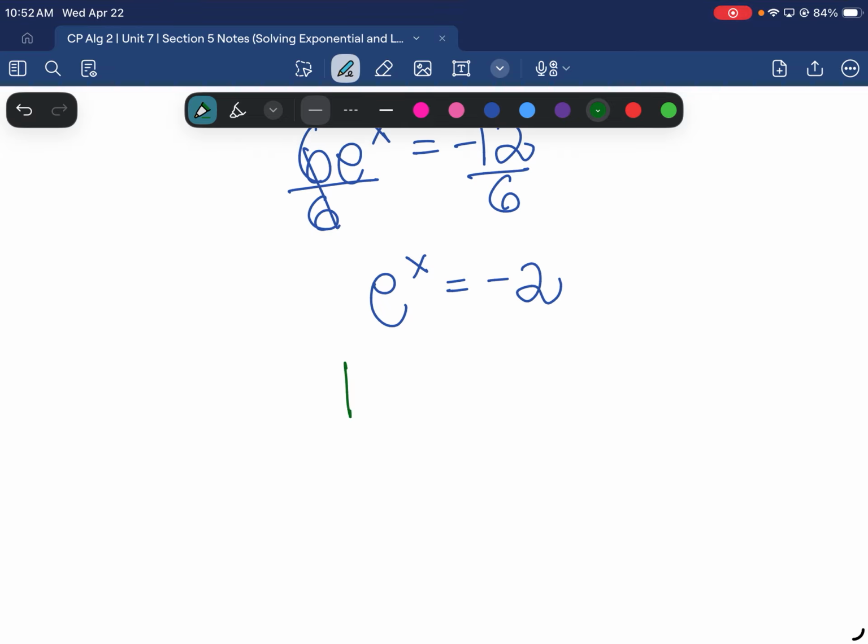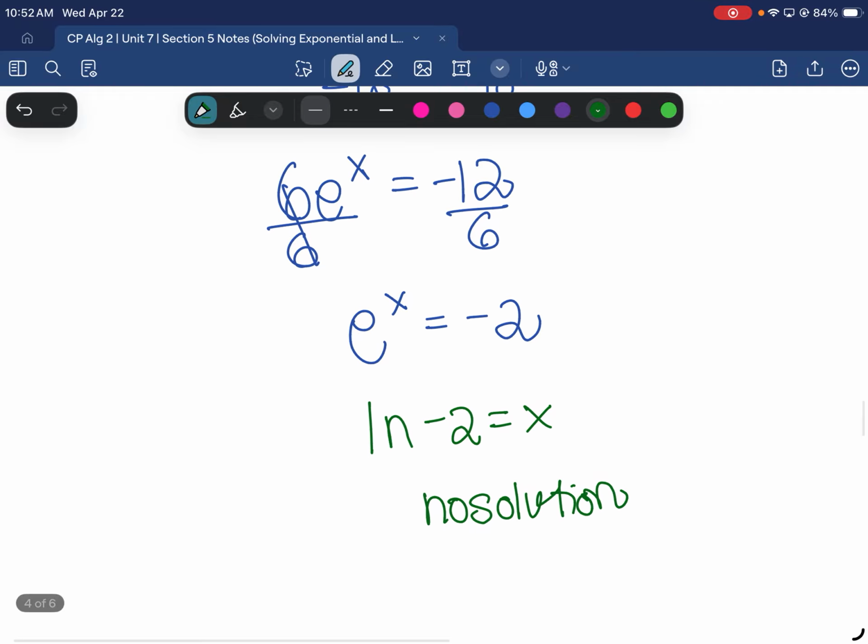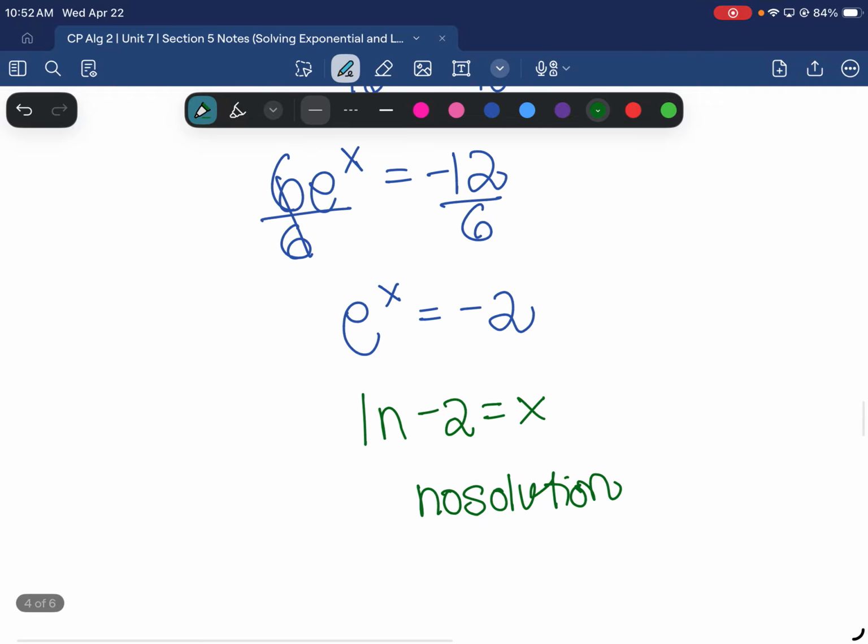If you convert it, the natural log of negative 2 equals x. That's your exact answer. Type that into your calculator. There you go. So just triple check. Just because you think there's a negative on the other side doesn't mean it's always going to stay there, right?